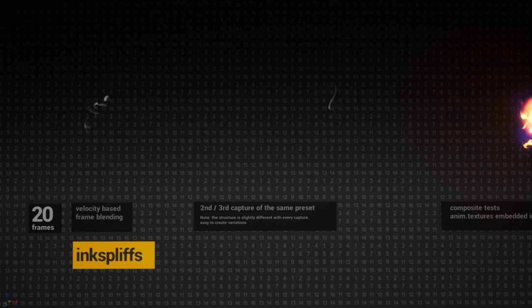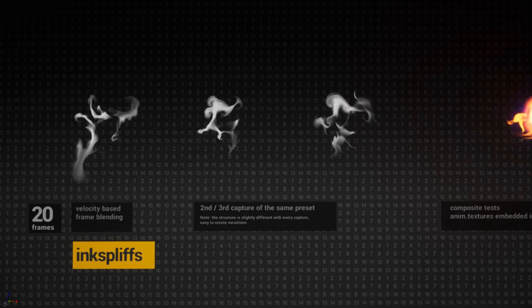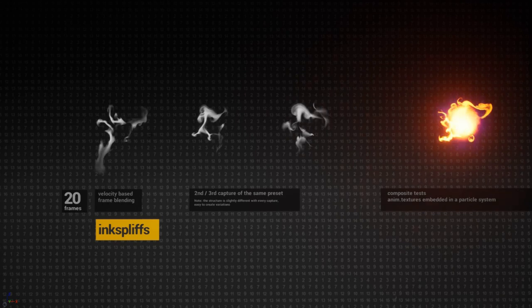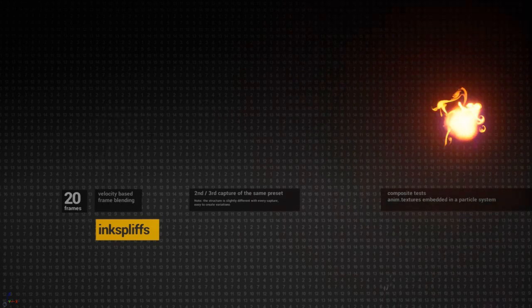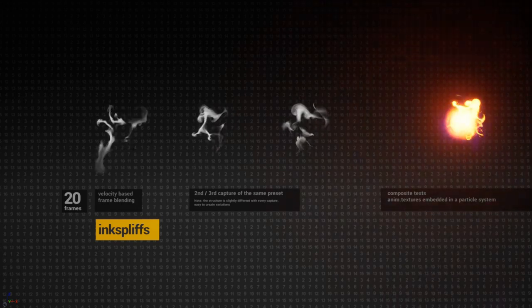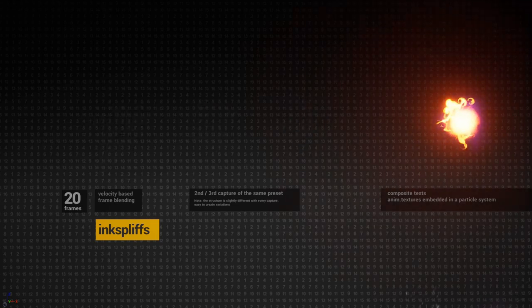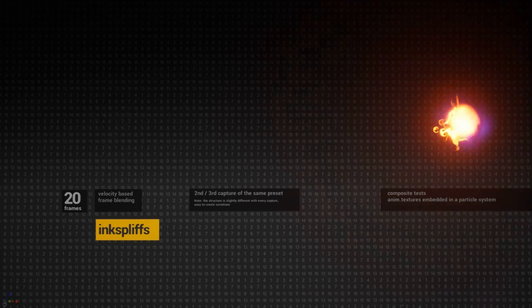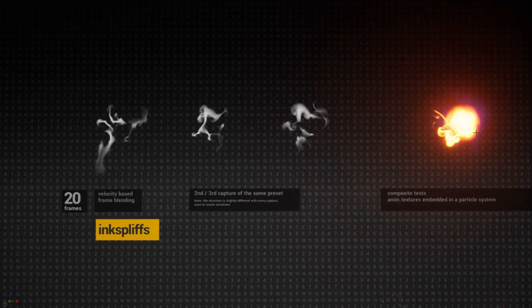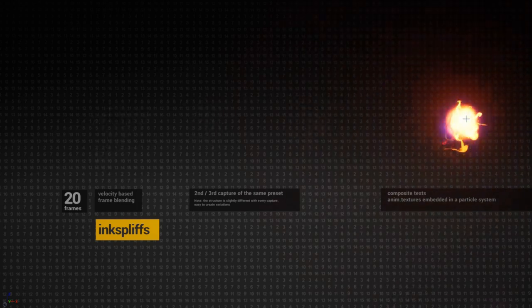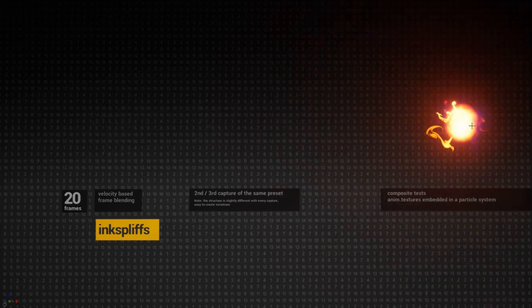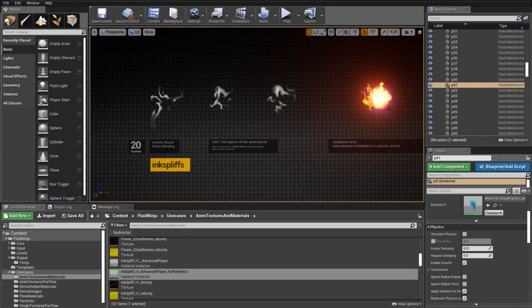What does it mean? If you have a look at these ink spills, they are definitely non-looped, which means they start somewhere, they expand in space and slowly dissolve and disappear. And typically, we would like to apply this non-looped sequence on a particle during the particle's lifetime. So let's have a look at how it happens.